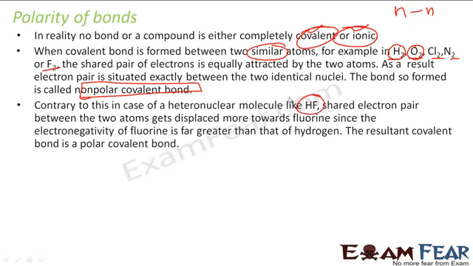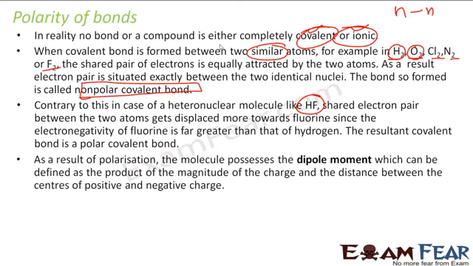But it is something like HF. In HF, fluorine will attract the electron all the more. So in that case, fluorine will get a partial negative charge and hydrogen will get a partial positive charge. This is called a polar covalent bond.